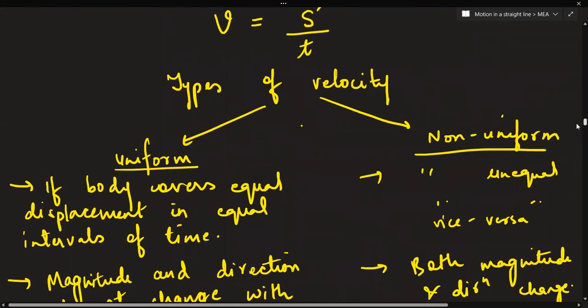Now, velocity is exactly the same thing, just in vector form. But here one more component will come, which is the direction. In case of speed, we were continuously talking about only the magnitude. There was no mention of direction. But now for velocity, you have direction. This is the difference.